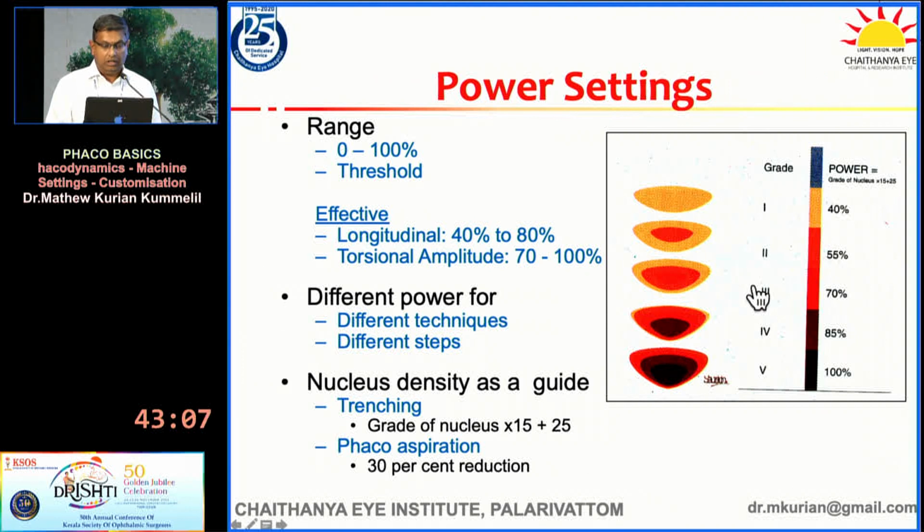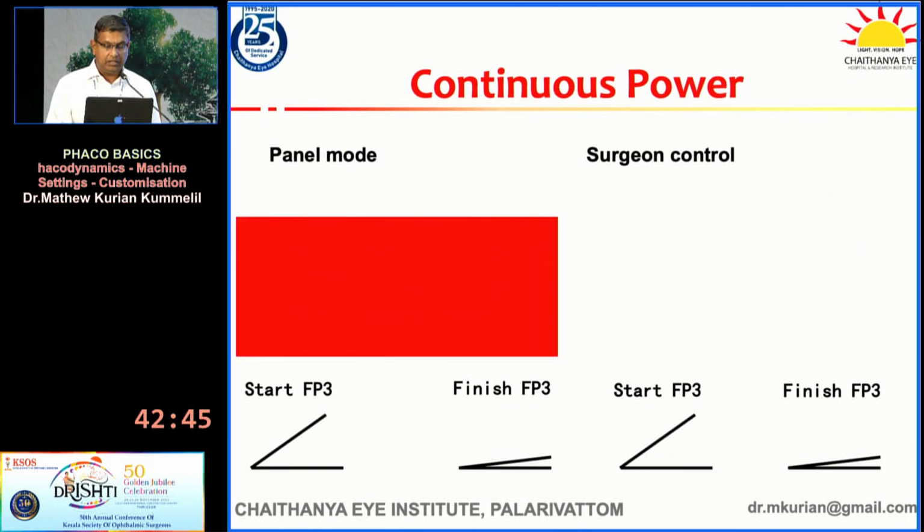Power settings range from 0 to 100 in the older machines, and in today's machines we have a method of being able to start from a threshold and then move to higher. And there are fairly reliable guides on how much power to use for trenching, which is slightly more, and for the nucleus emulsification it's slightly less. Panel mode is where there is continuous power from the beginning of foot position 3 to the end of foot position 3, and linear control by the surgeon in more experienced individuals. You can have a control starting from the beginning with less energy to high energy at the end of the foot pedal.